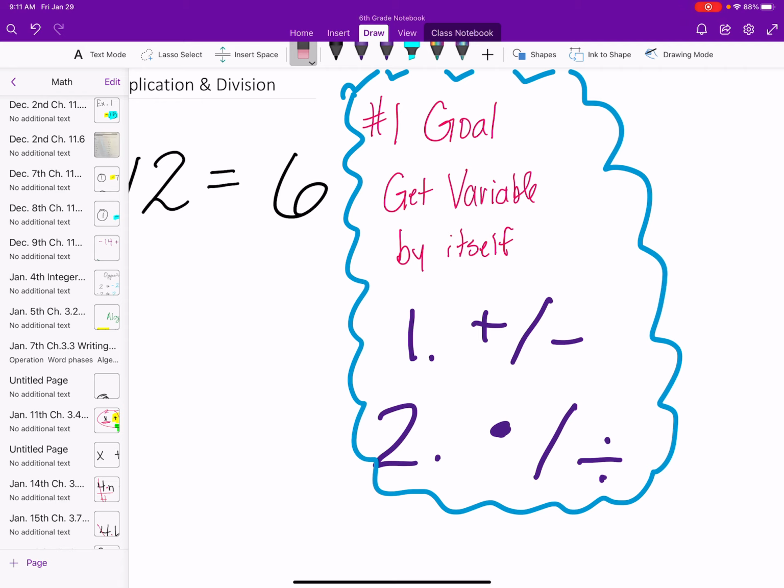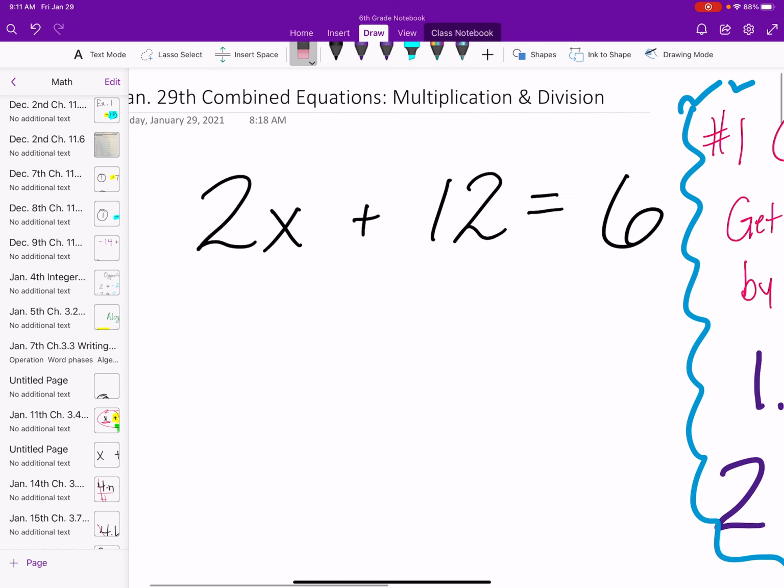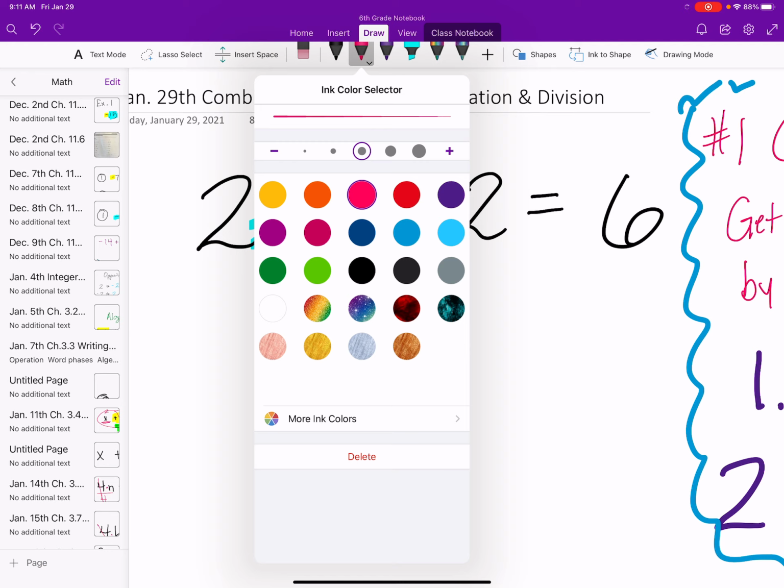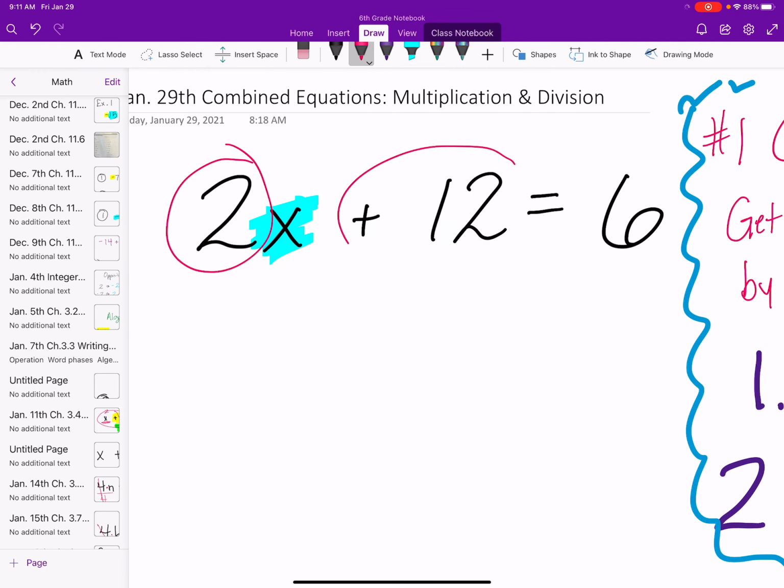And in order to get the variable by itself, we have to do addition and subtraction first to remove anything that we might be adding or subtracting that's on the same side as the variable. The second thing that we have to do is remove the multiplication and division that's with the variable on that same side. So for example, in our first problem here, I want to get my variable x by itself, but I currently have this times 2 and plus 12 with it that I need to get rid of.